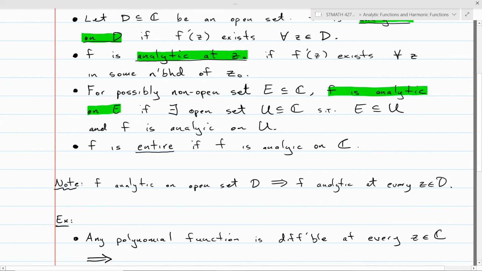And then the last definition here is that we say f is entire if it's analytic on the entire complex plane. So that just means essentially the function's differentiable at every point in the complex plane.